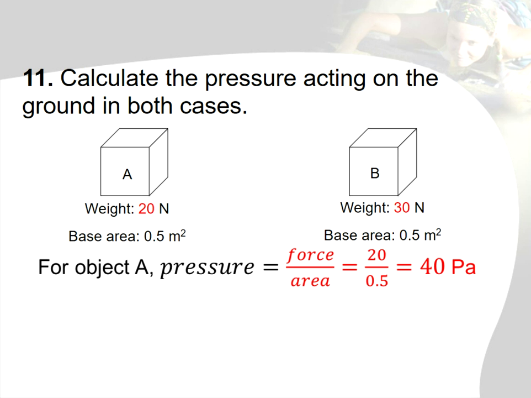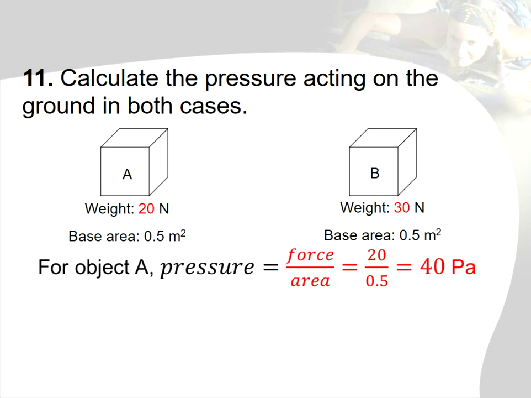Then for object A, the force is 20, the area is 0.5. Use your calculator. 20 divided by 0.5. 20 divided by half. Your math is good. It's 20 times 2, 40. 40 what? You want to write N per square m? Newtons per square meters? You can, because we have 20 in terms of newtons, then the area is in terms of square meters. Alternatively, you can just write Pascals, Pa. So this is the pressure for object A.